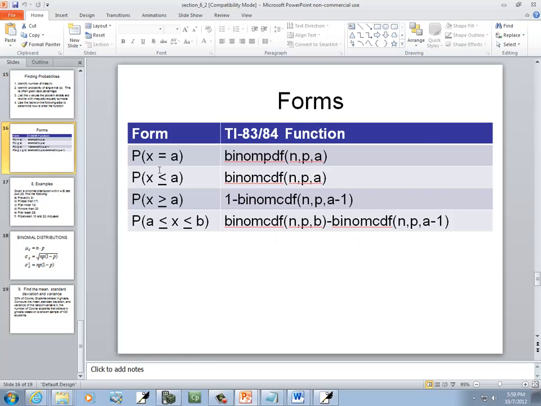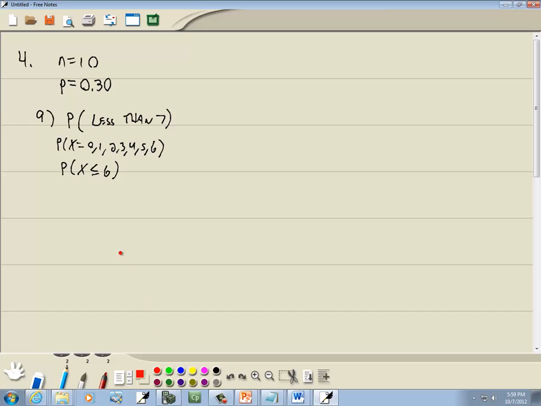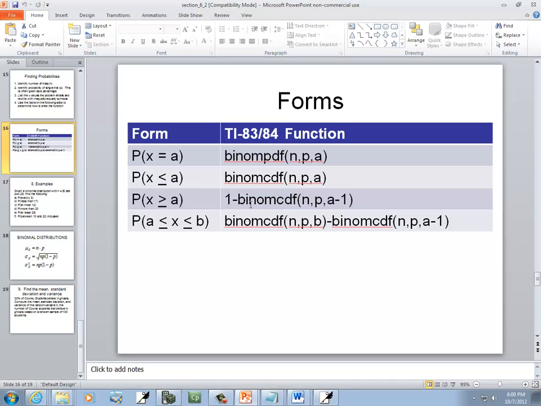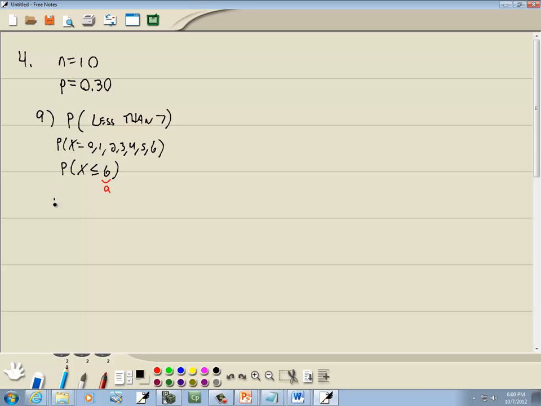And from our table, the less than or equal to case is our second form. So this will be our A. And our second form says do binom CDF N, P, A. So I'll abbreviate it. Binom CDF N, P, A. So we got binom CDF N, which is 10, and then 0.30, and then A, which was 6.